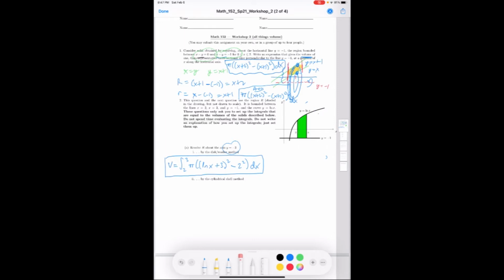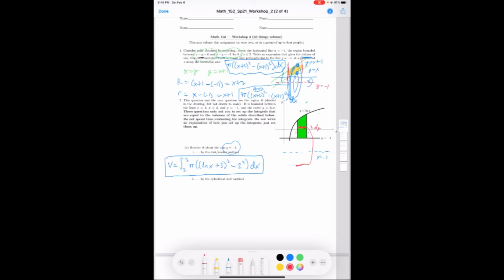The thing about shells is that to revolve around a horizontal axis, keep that there, y equals negative 3, using shells, we have shells that are on their side like that. So a couple of things to note. First of all, the thickness of each shell is vertical, so it's in the y direction. What that tells you is the entire problem has to be done in y.